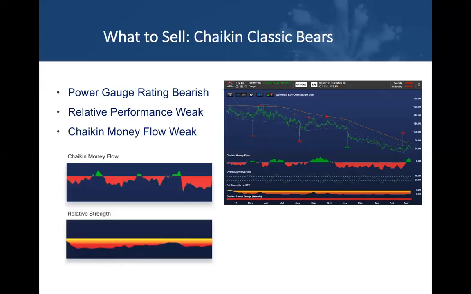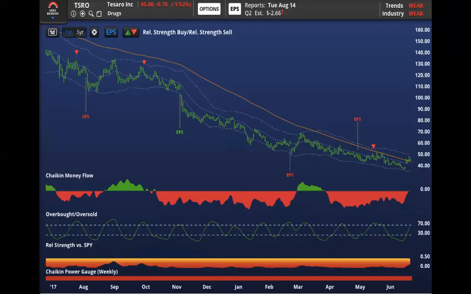Now, it's also important to recognize classic Chaikin bears. Power gauge rating is bearish. What does that mean? Fundamentals are stacked against the company. Underperforming the market, so the market agrees with you. Chaikin money flow is red, not green, telling you that institutions are selling the stock.